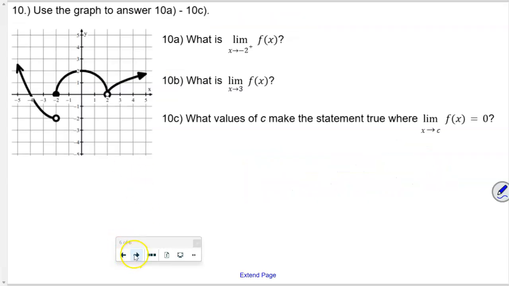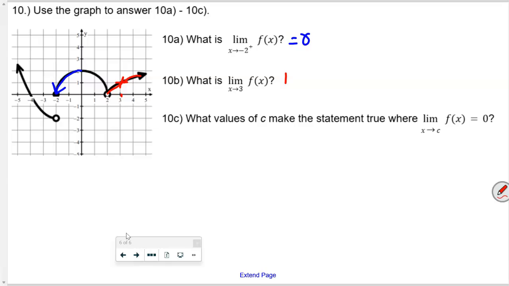All right, so number 10 says use the graph to answer these questions. So what is the limit of f(x) as x approaches -2 from the positive side? So -2 from the positive side right there, that would be 0, right? Okay, then it says what is the limit of f(x) as x approaches 3? So as we're approaching 3, there's 3 right there. So what is it approaching on both sides? That is just 1, right?